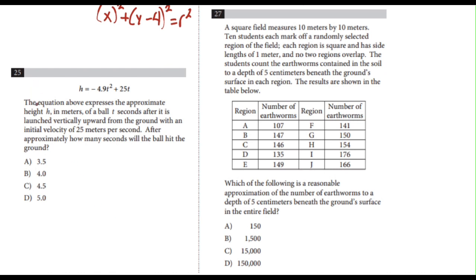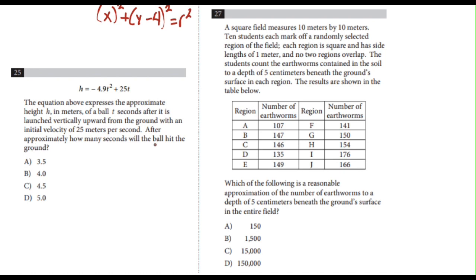Number 25. The equation above expresses the approximate height h in meters of a ball t seconds after it is launched vertically upward from the ground with an initial velocity of 25 meters per second. After approximately how many seconds will the ball hit the ground?